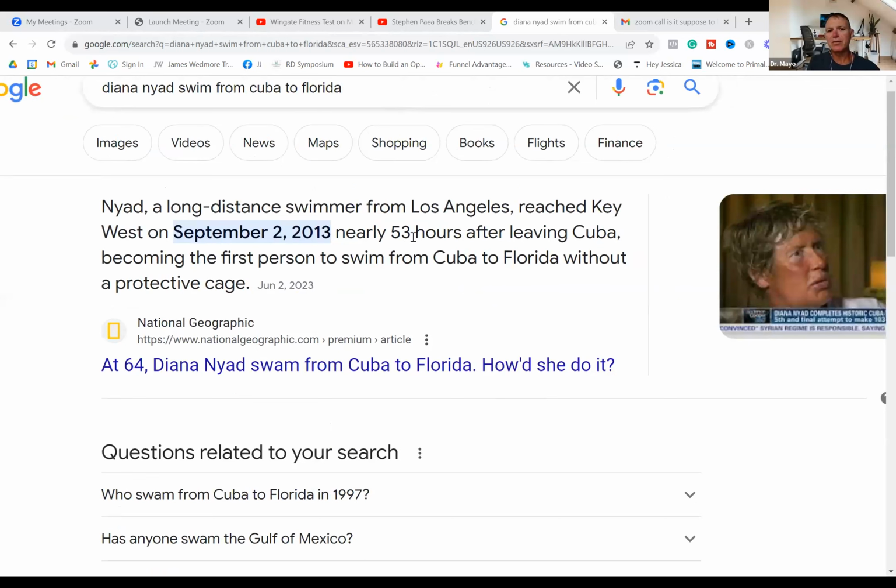She swam 53 hours from Cuba to Florida. So she swam that in the ocean with sharks in cold water. And the ocean is not like glass, right? It's going to be choppy with waves, and there was a boat that floated along with her, but 53 hours of swimming. Are you serious? So just when you think maybe someone doing a marathon is extreme, not really.